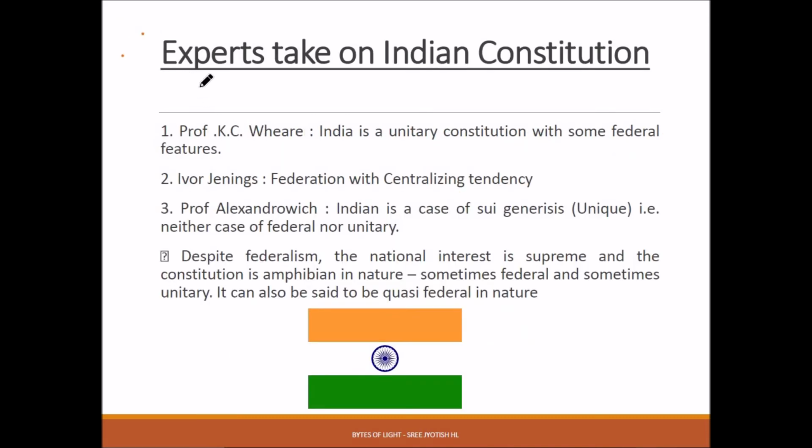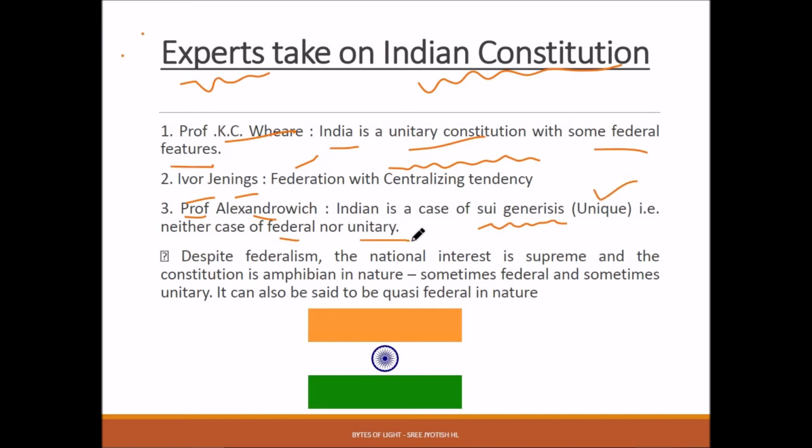Now let us see the experts' take on the Indian Constitution. Professor K.C. Wheare has said that India is a unitary constitution with some federal features. Mr. Ivor Jennings has said that India is a federation with centralizing tendency. Professor Alexandrowicz has said that India is a case of sui generis, that is, it is unique, that is, neither a case of federal nor a case of unitary.